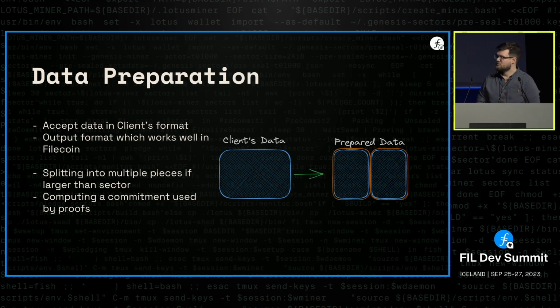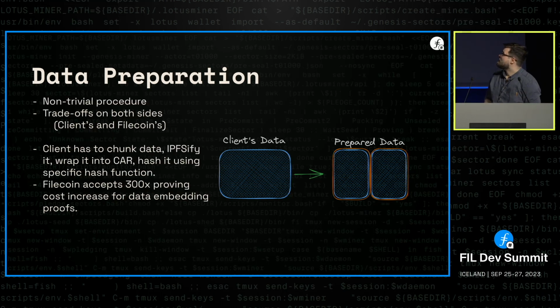But it turns out that people have a lot of data, and preparing that data is quite hard when you have terabytes, petabytes of data. So preparing the data can include, for example, turning it into IPFS DAG, splitting it into separate deals that are sector-sized, computing the commitment over the data, and so on. And clients don't really want to do that because it's non-trivial.